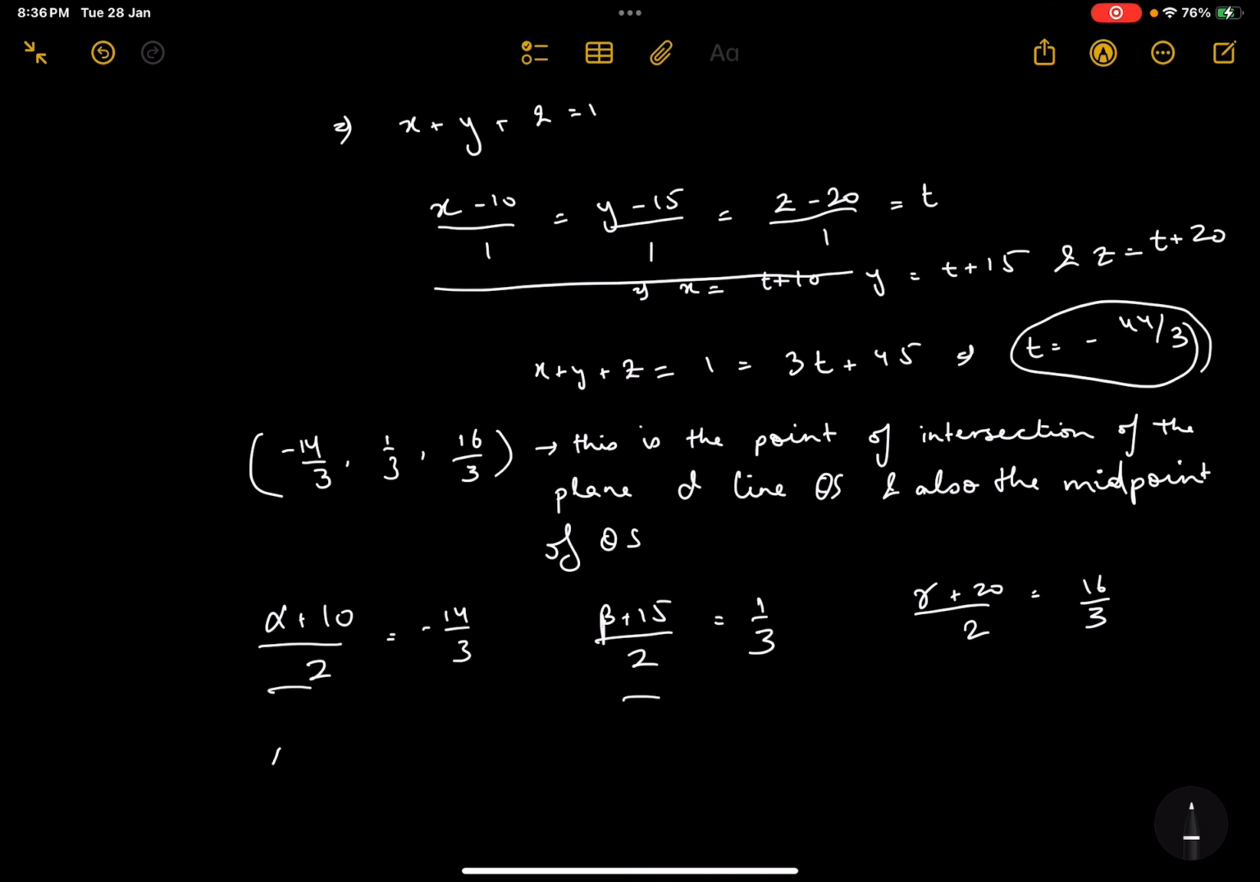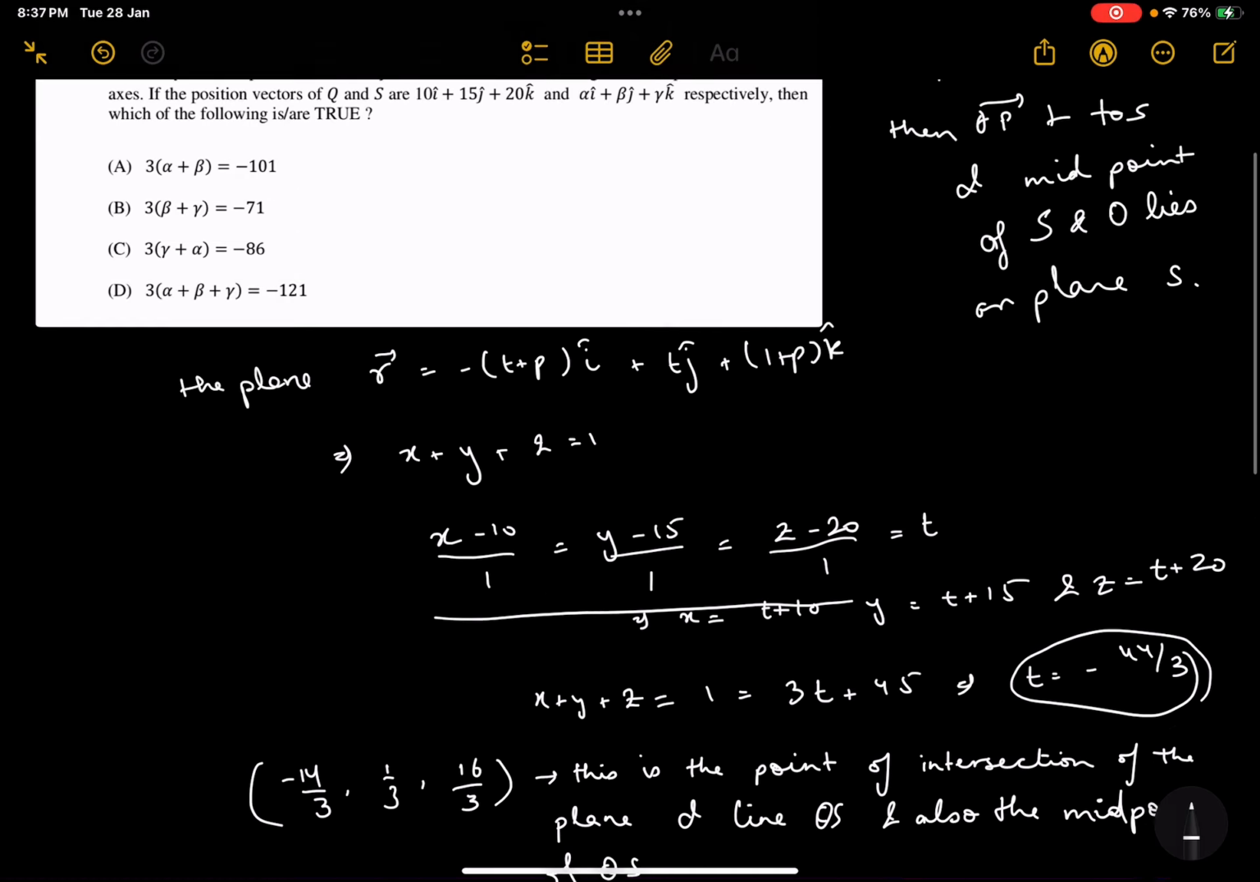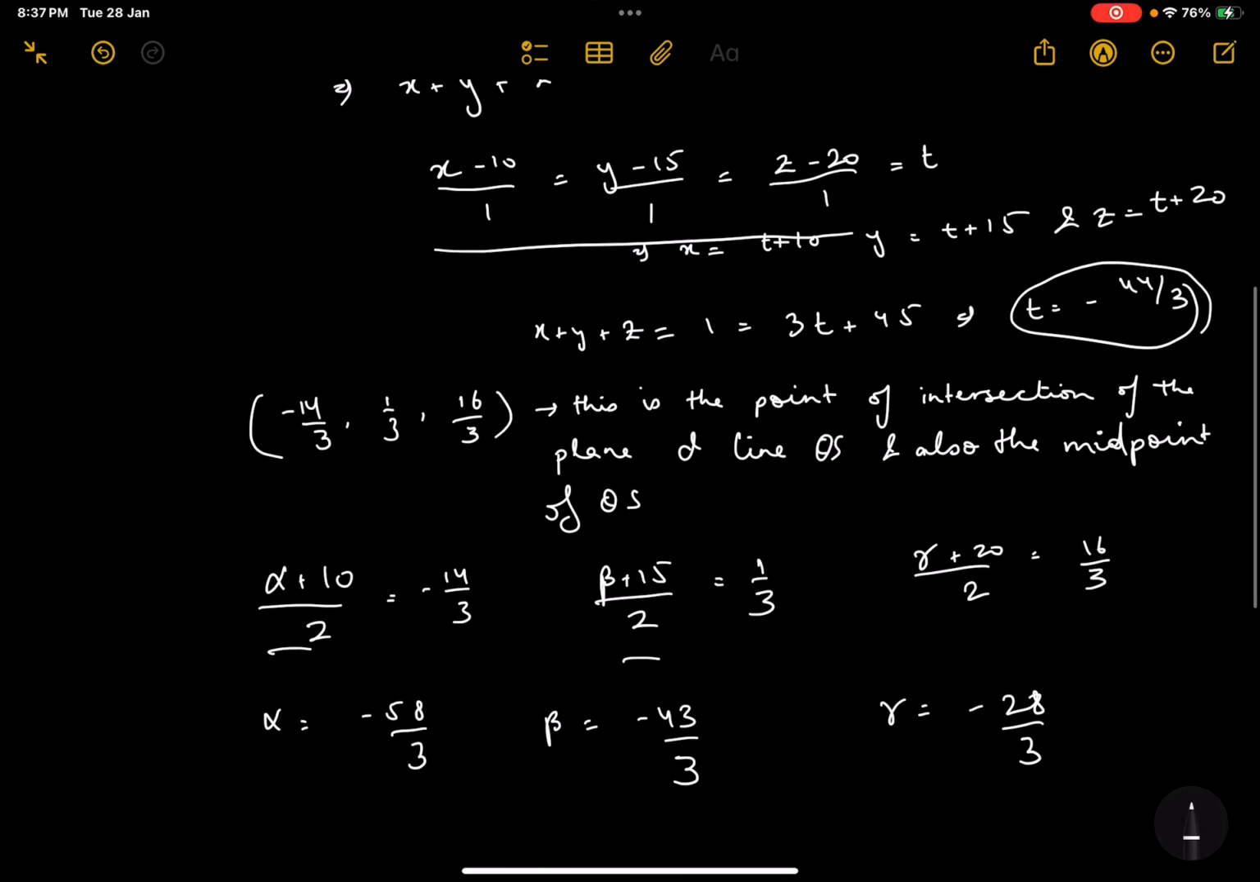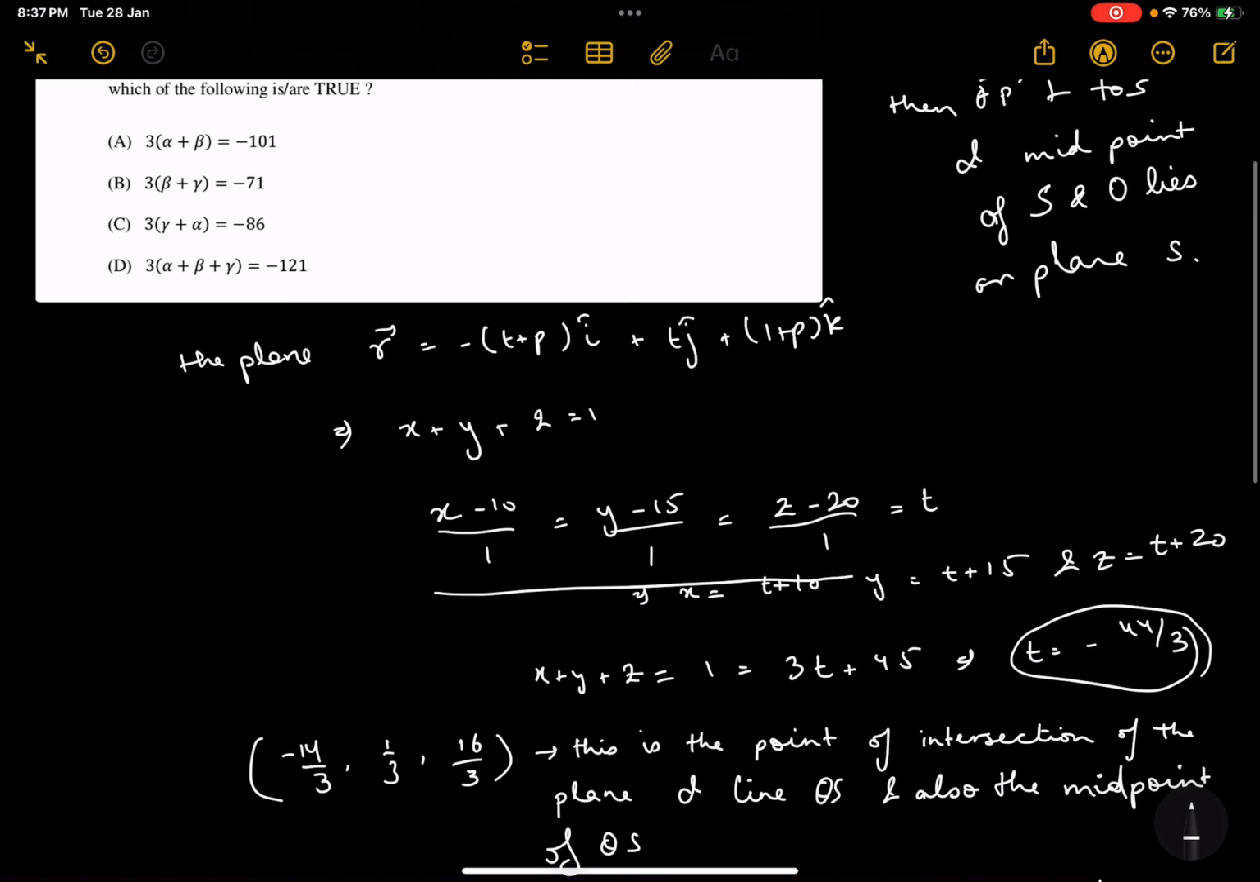So this gives us alpha equals to minus 58 by 3, beta equals to 3 and gamma equals to by 3. So alpha plus beta times 3 is actually minus 101.